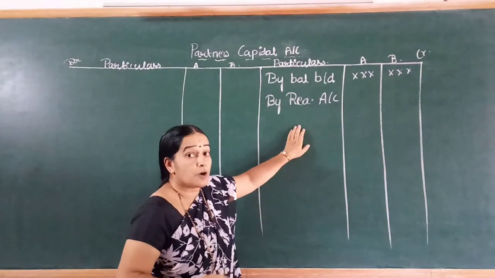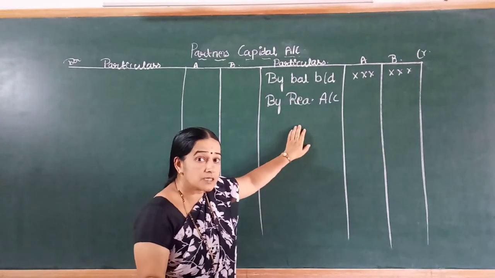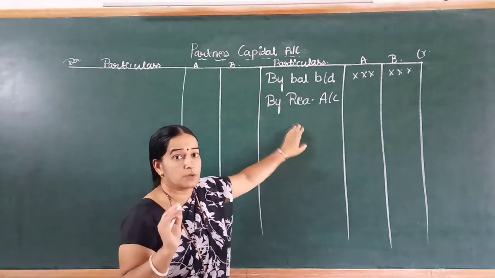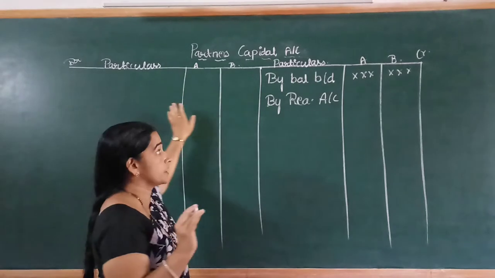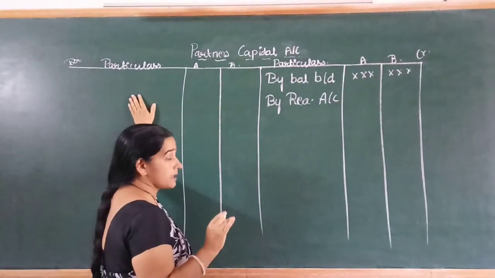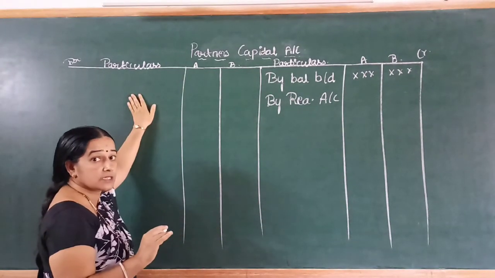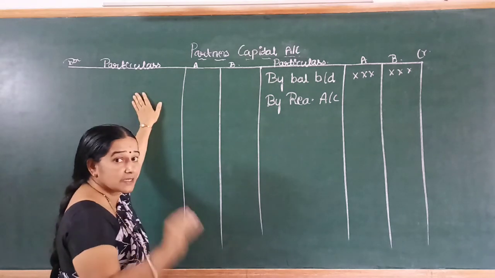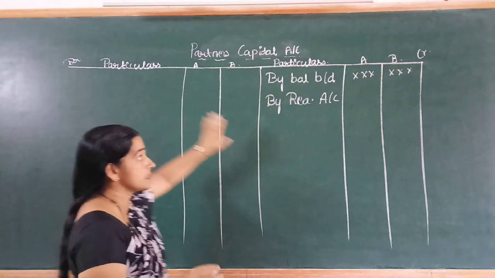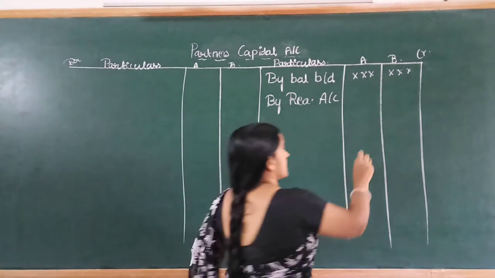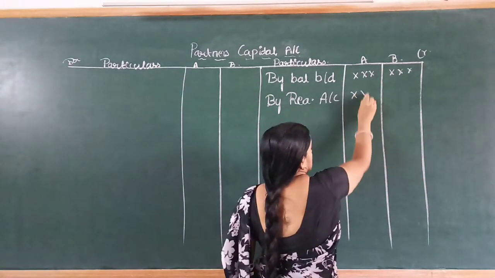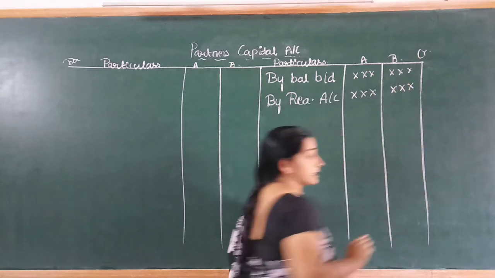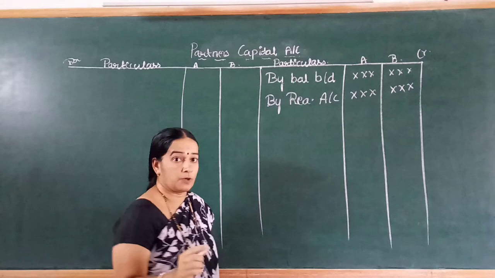If there is a realization loss, then the loss decreases the capital amount and should be written on the debit side. What is the entry for recording the realization loss? That is to realization account. In this example, if there is a realization profit, it will be written on the credit side because it increases the capital amount.